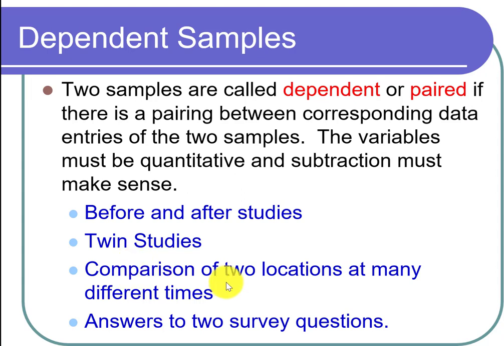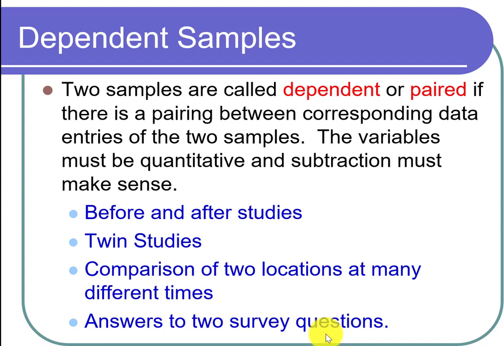You can compare two locations at many different times. So that might be looking at, say, the high temperature in two areas, maybe in California, to see if there's a difference between the high temperature. And you look at maybe 50 different days of the year and look at the high temperatures for those two locations. That would be paired or dependent. Also, answers to two survey questions.